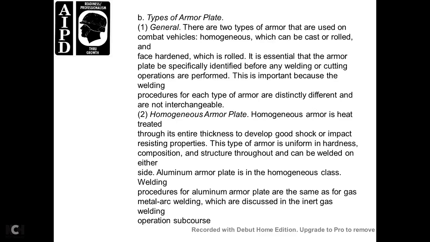Aluminum armor plate is in the homogeneous class, and the welding procedure for this armor plate is the same as for gas metal arc welding, which was discussed in the inert gas welding operation subcourse.